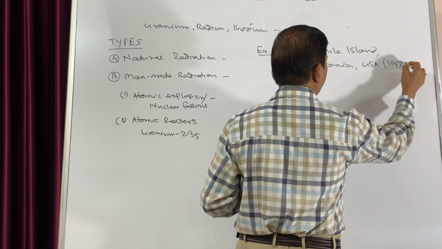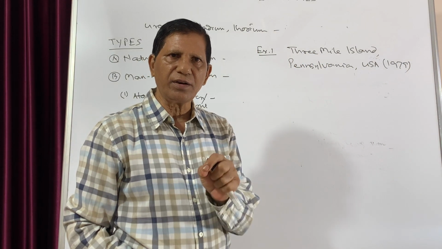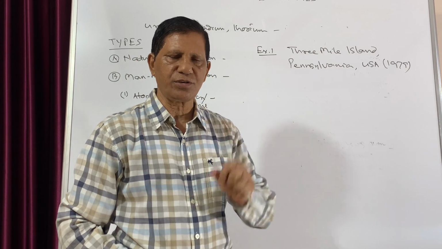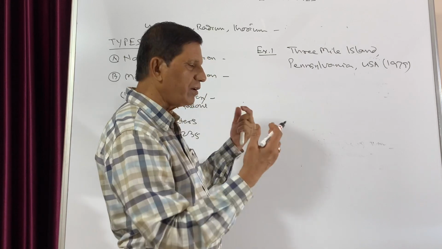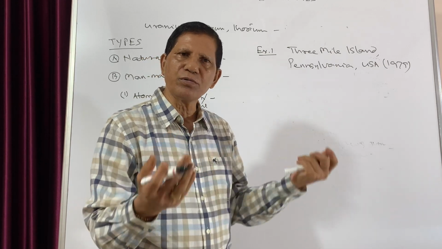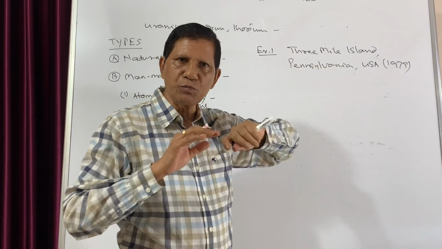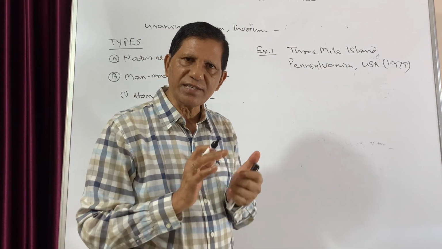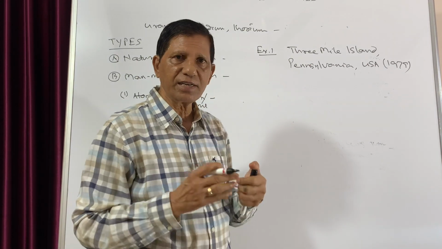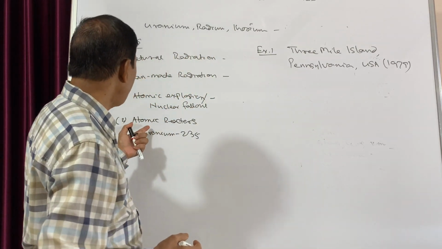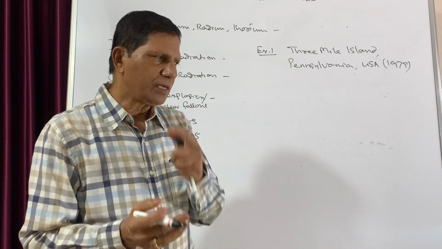In this atomic reactor, the accident happened in 1979. Simply due to human error, a valve was lost, and because of this valve, a lot of radioactivity came out. But since it is an island and there is not much population, the loss was less. This is a case where the atomic reactor went out of its own functioning. This is one case.